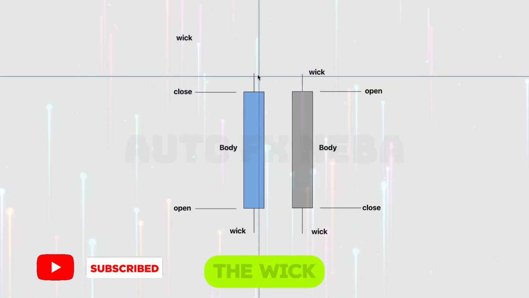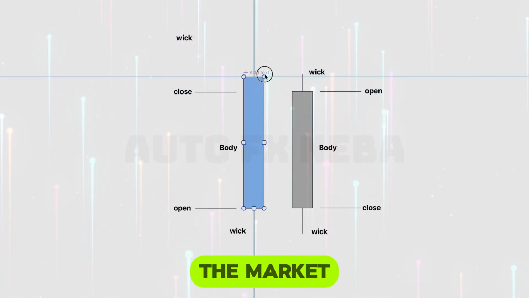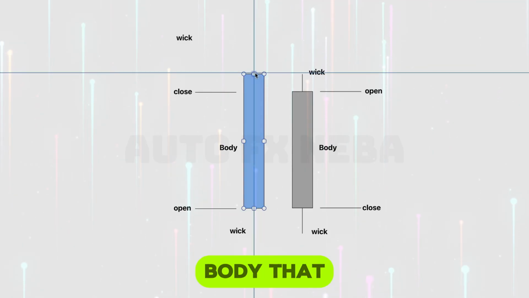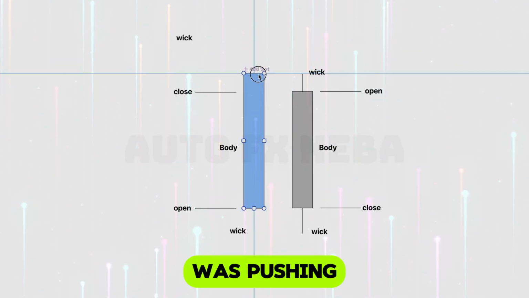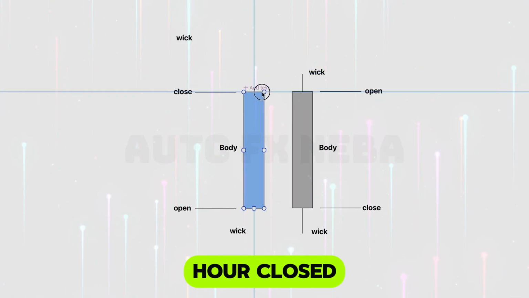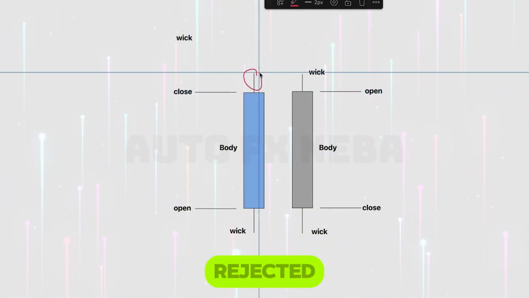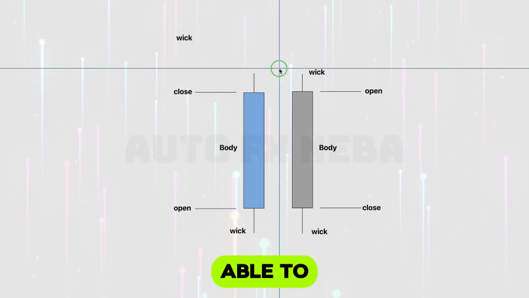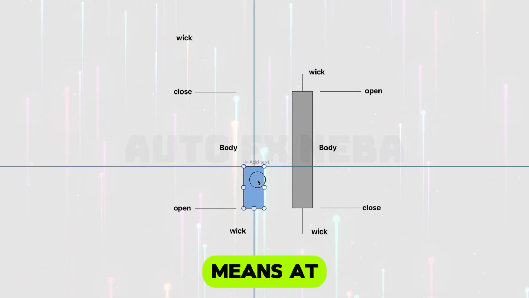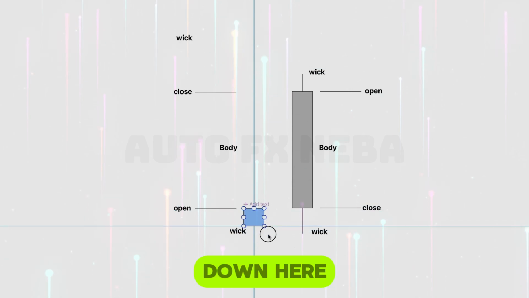So simply, the wick up here just shows us that the market at one point had a candle body that looked like this. The market was pushing higher, but then before the hour closed, it ended up coming back down, which is why we say the price up here was rejected, because the market wasn't able to close at those levels. It also means at some point, the market actually came down here.